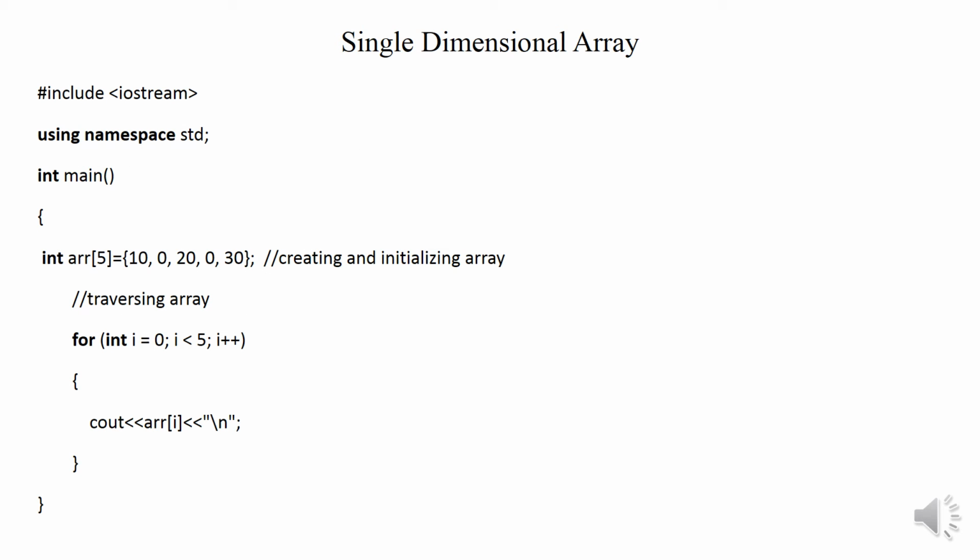There are single dimensional arrays and multi-dimensional arrays. It is very easy. 10, 0, 20, 0, 30. These are all integers that will be stored continuously from the 0th index to the 4th index, and we can print them very easily. 10, 0, 20, 0, 30. This will be printed by using a for loop and cout.